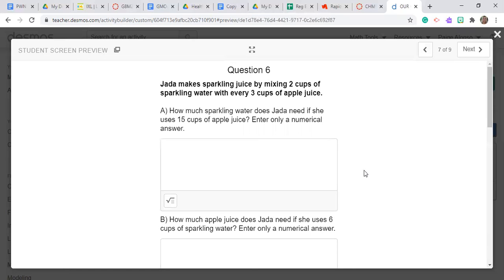Question number 6. Jada makes sparkling juice by mixing 2 cups of sparkling water with every 3 cups of apple juice. A, how much sparkling water does Jada need if she uses 15 cups of apple juice? Enter only a numerical answer in the box. Pause and complete part A.